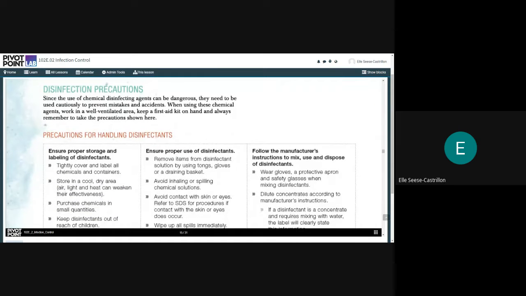Since the use of chemical disinfecting agents can be dangerous, they need to be used cautiously to prevent mistakes and accidents. When using these chemical agents, work in a well-ventilated area, keep a first aid kit on hand, and always remember to take the precautions shown here. Ensure that you have proper storage and that you are labeling your disinfectants. Ensure that you have proper use of the disinfectants according to the manufacturer's protocols. And then also follow the manufacturer's instructions on how to mix properly, use, and dispose of these disinfectants.